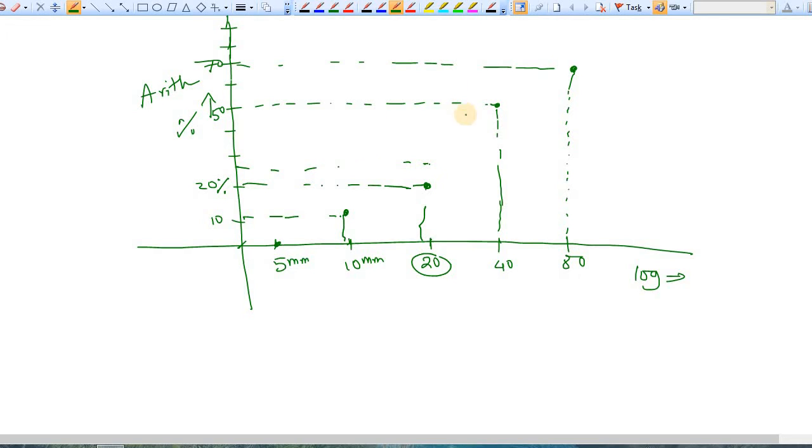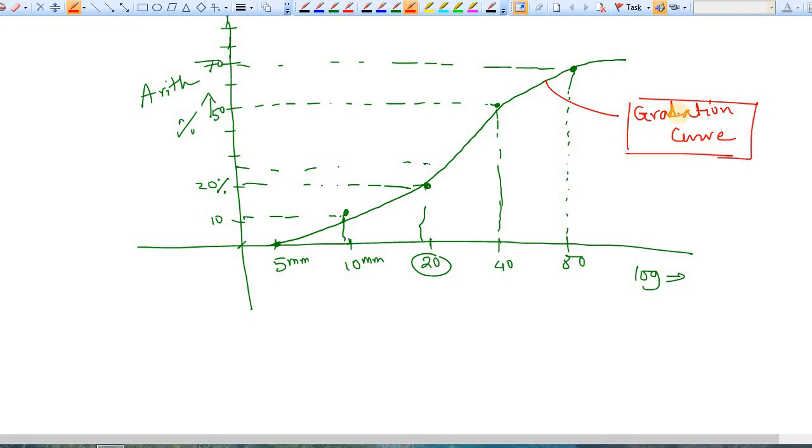Okay, and when you plot your complete data, just draw them like this and you'll get a curve like this. This curve is known as your gradation curve. Gradation curve, very important curve. This gradation curve defines all the classification based on your size. Once you are done with your gradation curve, you have to plot 3 salient points.